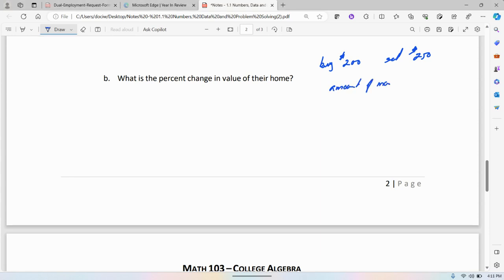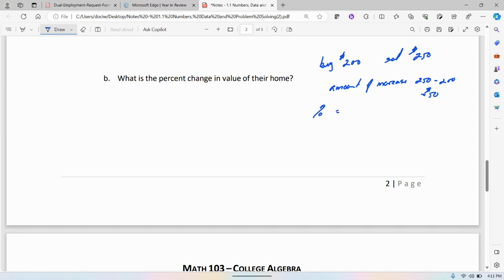I hope you can read my writing a little bit. The amount of increase is the sell price minus the purchase price, or $50. The value of the book increased $50. Now, what was the percent increase?